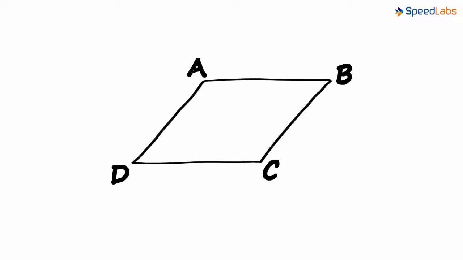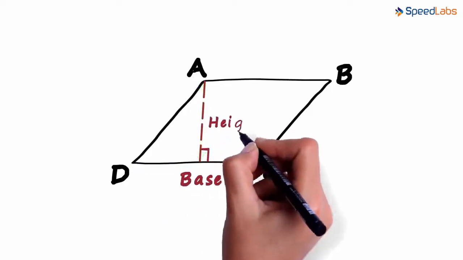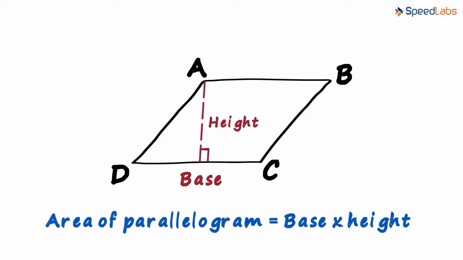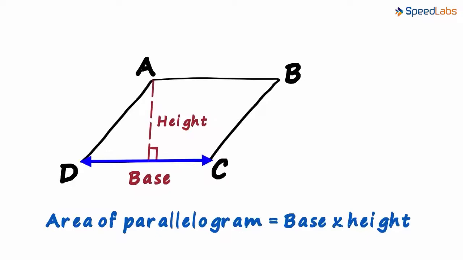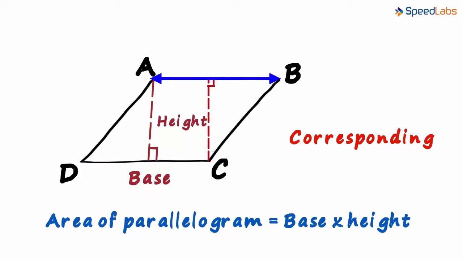So if we have a parallelogram ABCD like this, and we draw an altitude from A onto DC, then DC becomes the base and the altitude becomes the height. The area of the parallelogram will then be equal to base into height. Here, we should note that DC is the corresponding base for this altitude. If we had drawn an altitude from C onto AB, then AB would have been the base.